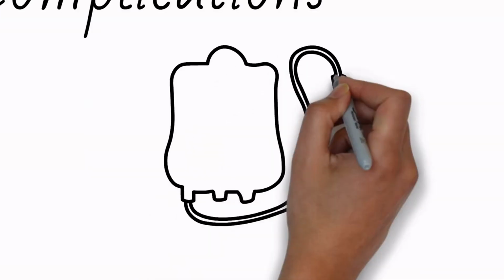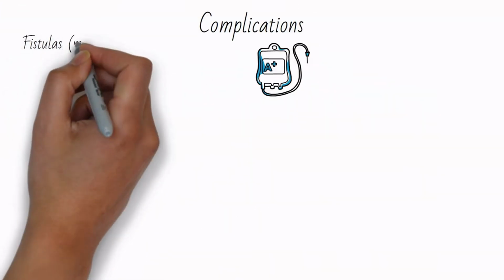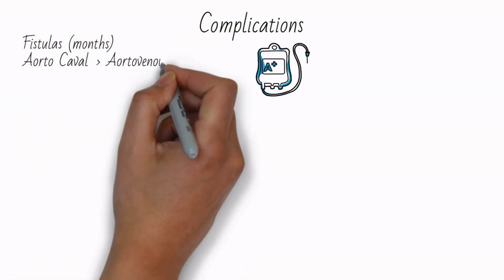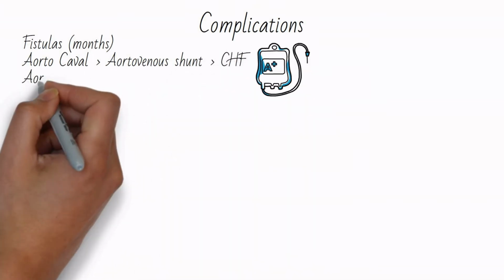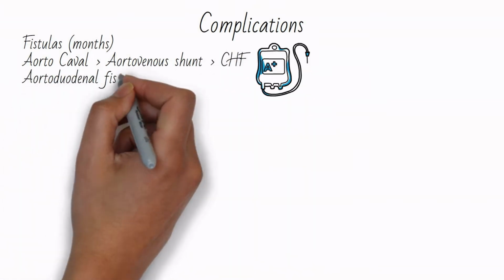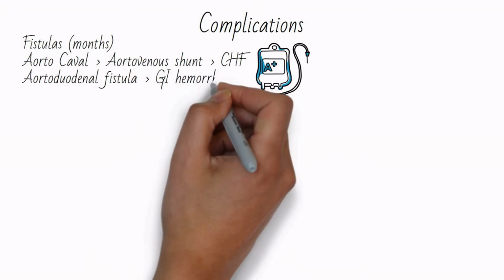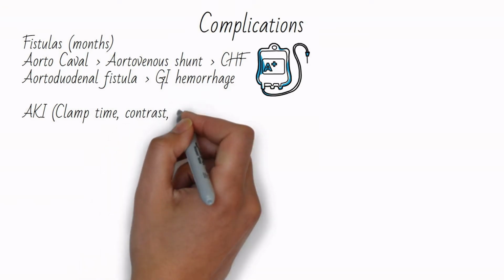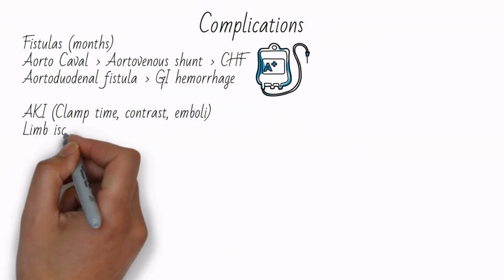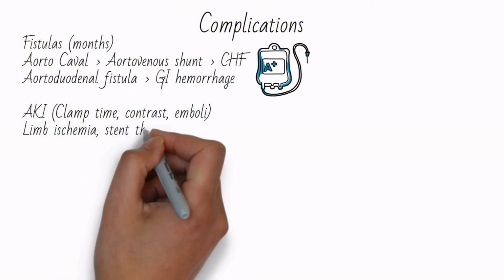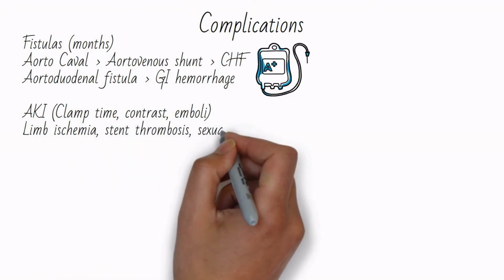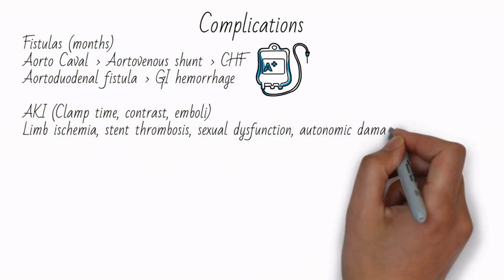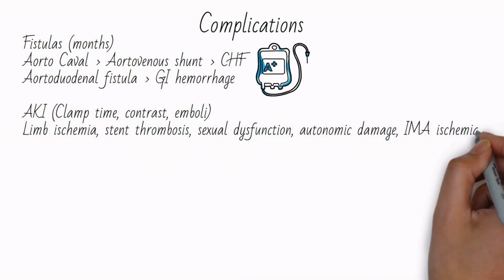Complications include fistulization between the IVC and aorta, leading to CHF, or between the aorta and duodenum, which leads to GI hemorrhage. These complications take months to form. More immediate complications can include AKI from contrast, clamping of the abdominal aorta, or renal infarction due to release of emboli from the aneurysm. There may also be limb ischemia from blockage of an aortic branch due to emboli or stent thrombus, sexual dysfunction, autonomic nervous system damage, or inferior mesenteric artery ischemia due to improper graft placement.